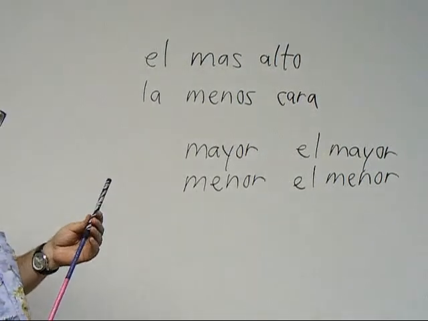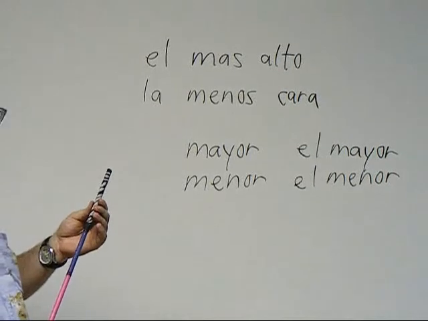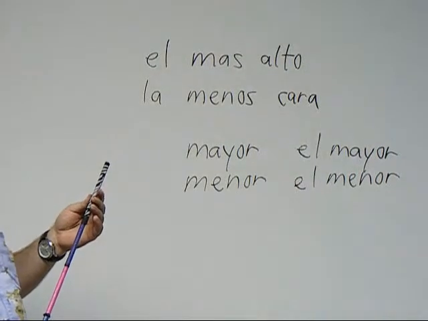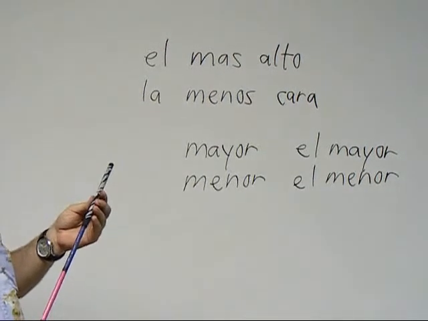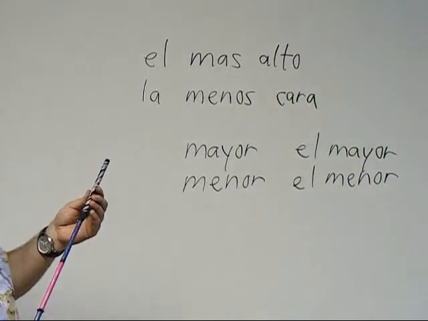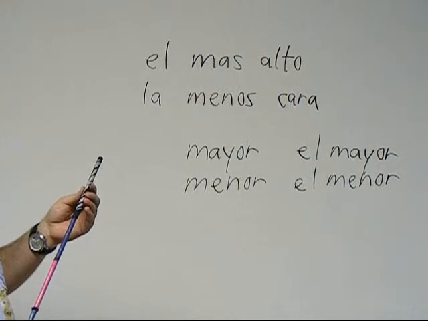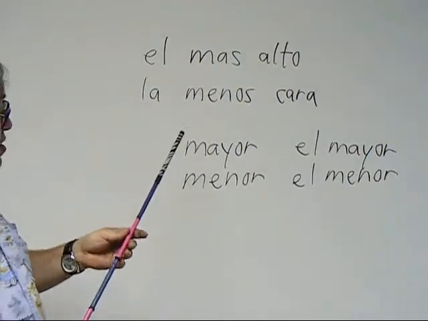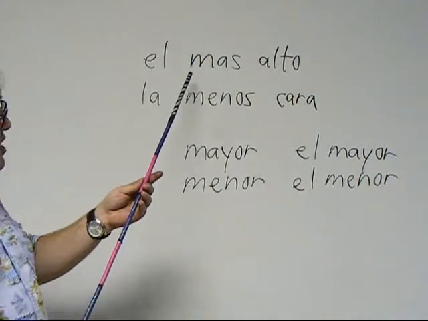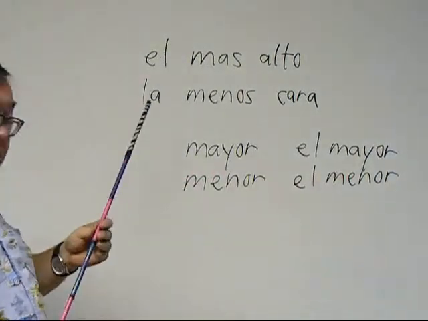You'll also see words like mejor or peor, M-E-J-O-R, which means better. And el mejor would be the best. And peor is worse. El peor would be the worst. So again, we've studied the comparative, and to get from the comparative to the superlative, you basically take the base form of the comparative and put a definite article in.